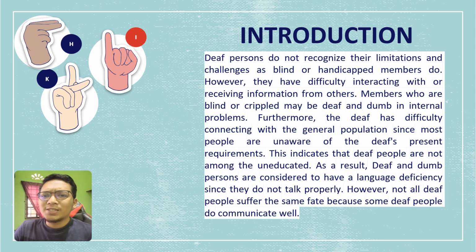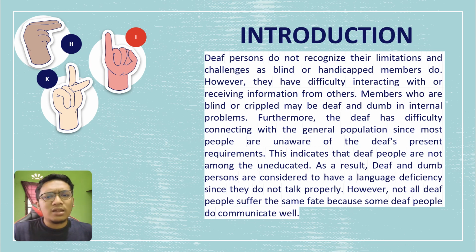My introduction is, as everyone knows, deaf persons do not recognize their limitations and challenges as blind or handicapped members do. However, they have difficulty interacting with or receiving information from others. Members who are blind or crippled may be deaf and dumb, an internal problem, or what we call an invisible handicap. Furthermore, the deaf have difficulty connecting with the general population since most pupils are unaware of the deaf presence requirement.